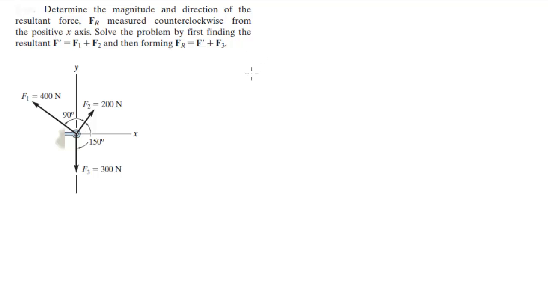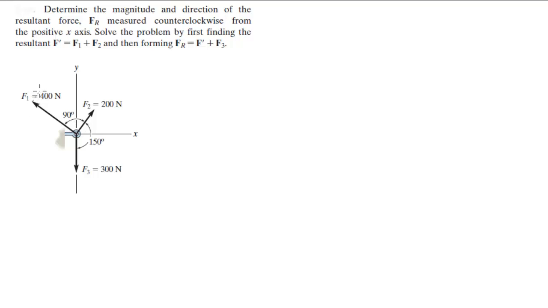Alright guys, now we're going to do this problem which says determine the magnitude and direction of the resultant force Fr measured counterclockwise from the positive x-axis. Solve the problem by first starting with F1 and F2 and then add that force that you get to F3 to get the final resultant force.